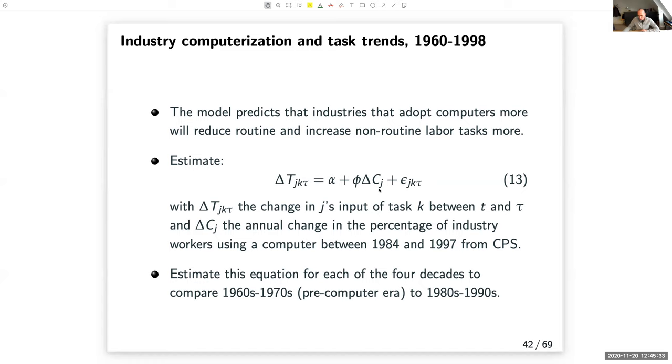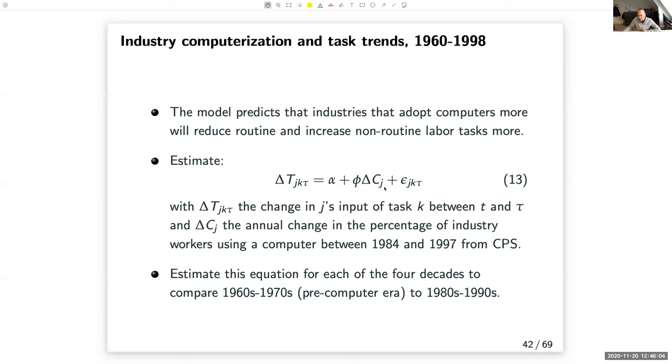Now, we only have that data from the CPS between 84 and 97. So this is just going to be one single observation for each sector. This one-off change over time in the incidence of computer use in a sector taken from the CPS. So there's no tau subscript here.